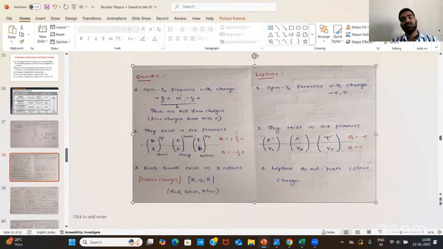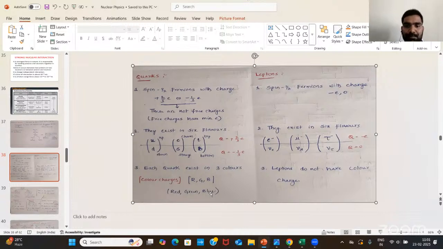These quarks exist in 6 flavors: up, down, charm, strange, top, bottom. Up, charm, top have plus 2 by 3 each, and down, strange, bottom have minus 1 by 3 each. Each of these 6 quarks exists in 3 colors. Those are color charges: red, green, and blue.